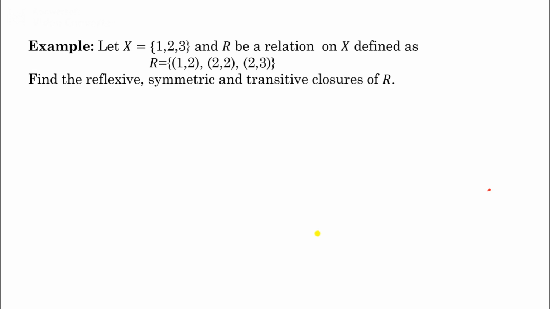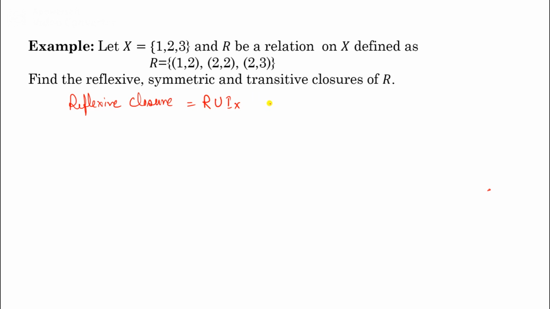Now look at this example. Here X equals {1, 2, 3} and our relation is (1,2), (2,2) and (2,3). We have to find the reflexive, symmetric and transitive closures. First, find the reflexive closure. So this is, you can find it as R union Ix.